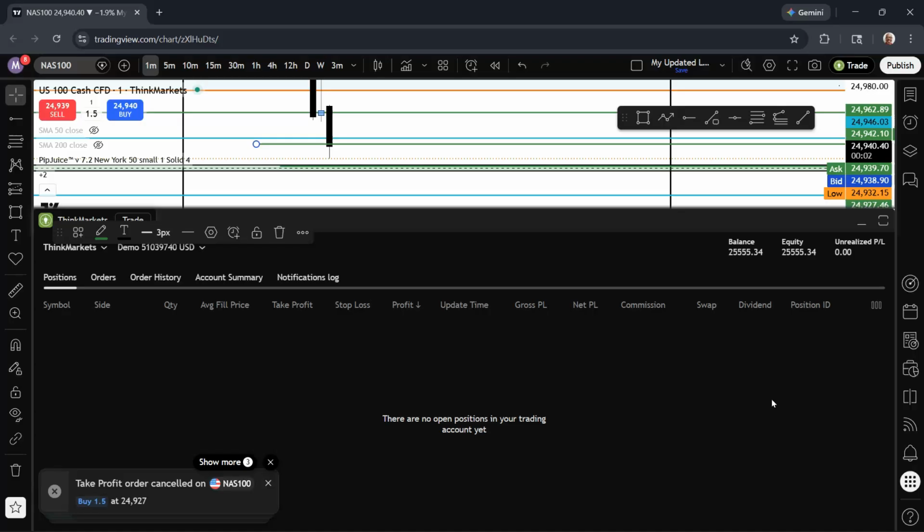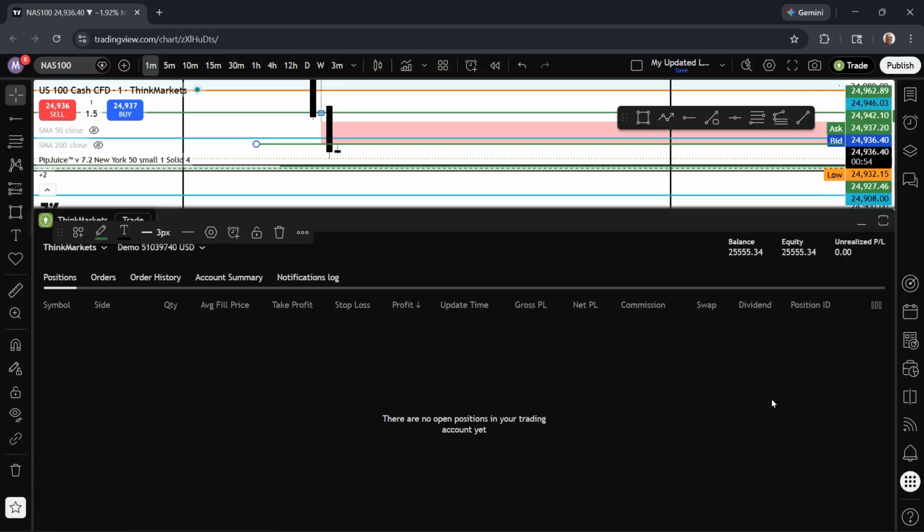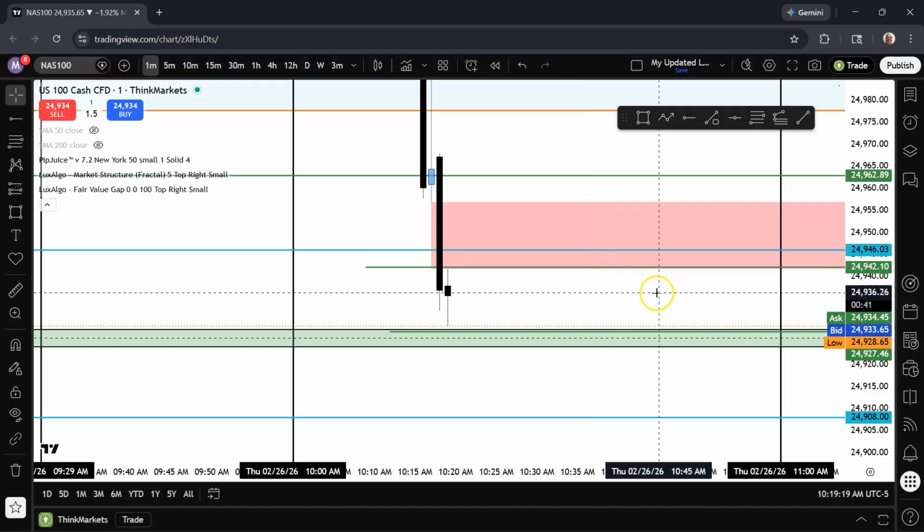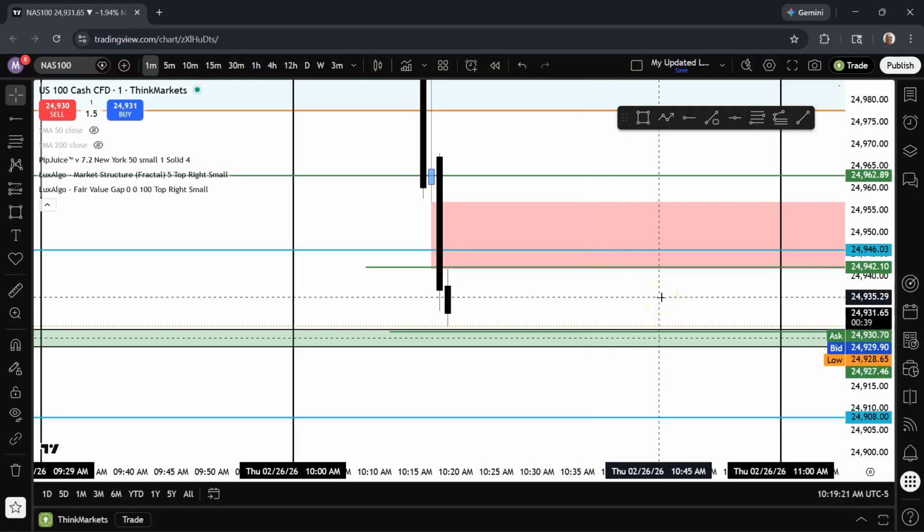All right, so I could have held on to it, but I wanted to show you guys that PipJuice is a phenomenal tool. If you learn how to use it and you plot it out on your chart, you can walk away with a bag. So that's pretty cool. All right, so it's about to hit take profit 2. I should have held it, but it's okay. A win is a win is a win. Sometimes you want to grab your bag and keep it moving.